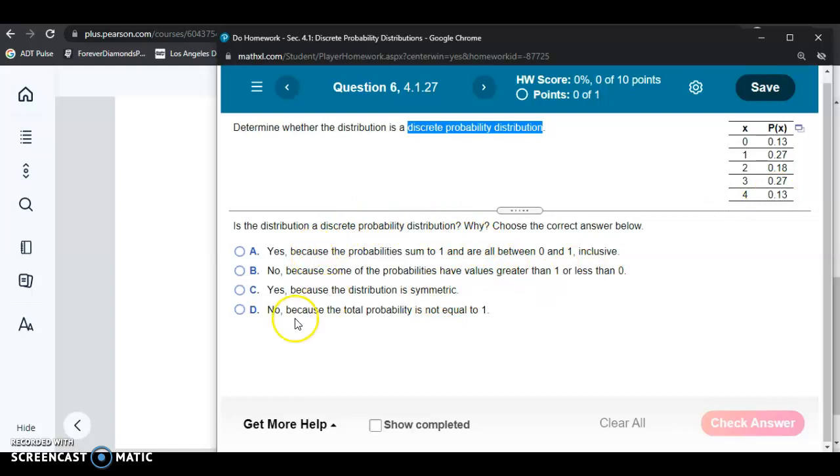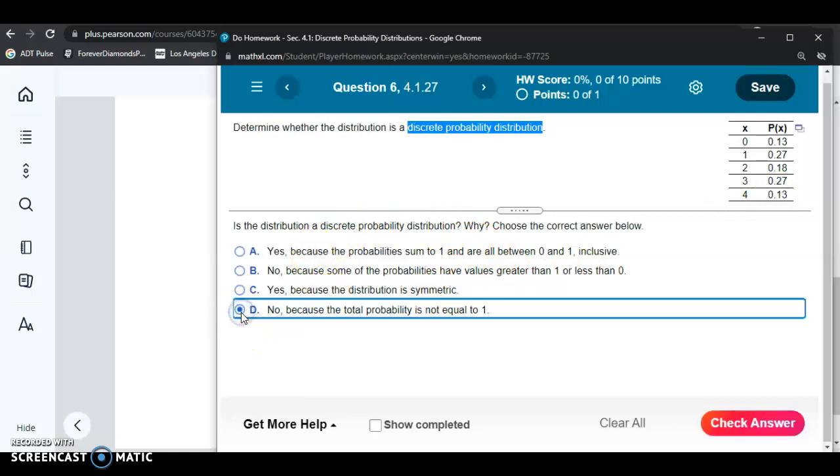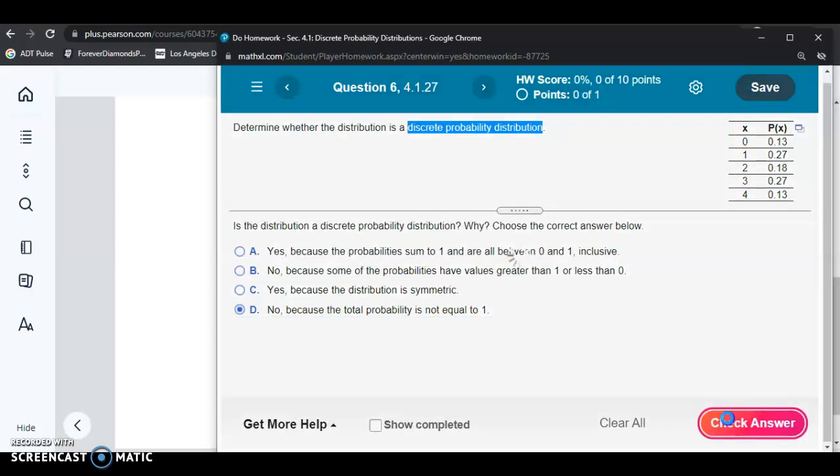So answer choice D would be the most appropriate because the total of the probabilities is not equal to 1. We got something slightly less than 1, which could mean that our table is not listing all the possible outcomes of the random variable x. So there could be some outcomes that are missing from our table. But in any case, the answer is no.